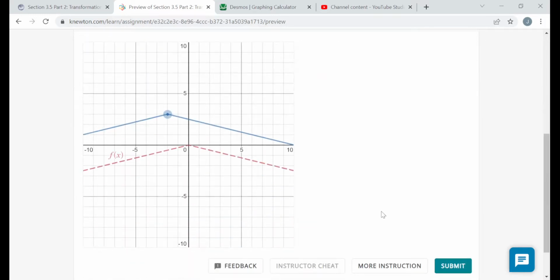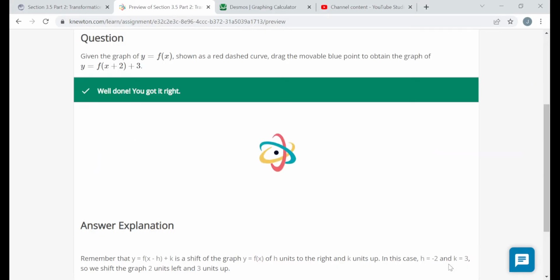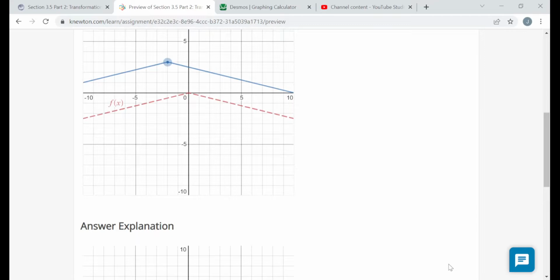And again, you really got to just know those rules, all the rules that I wrote down for those transformations. And again, please read through the answer explanations.